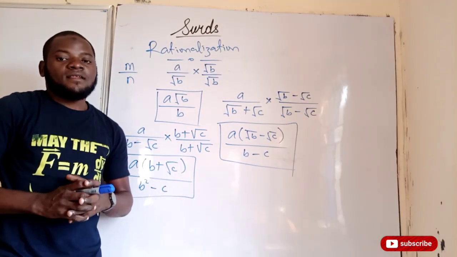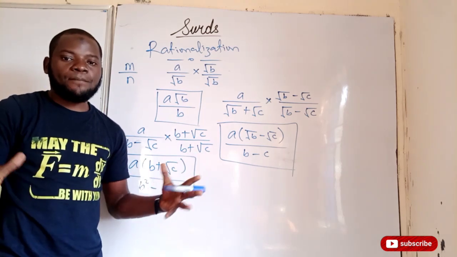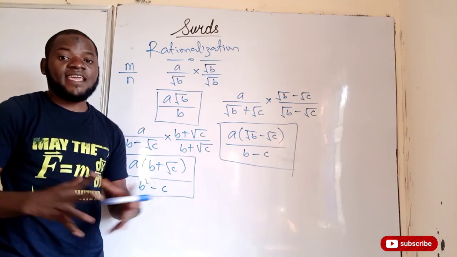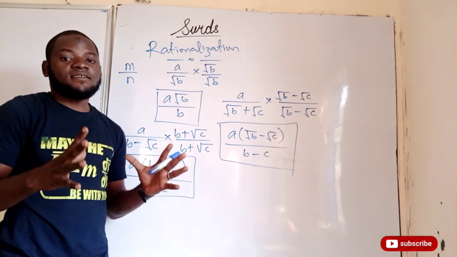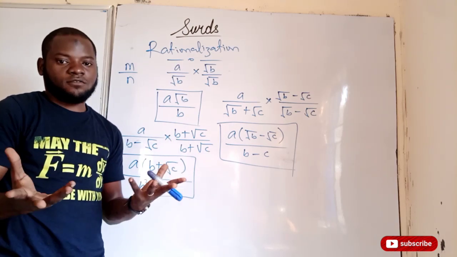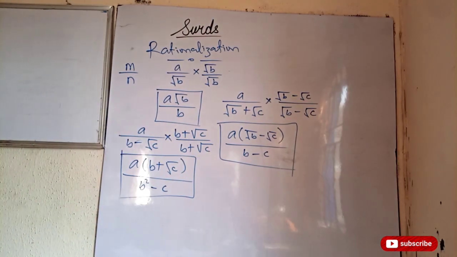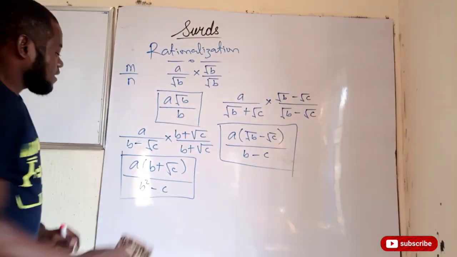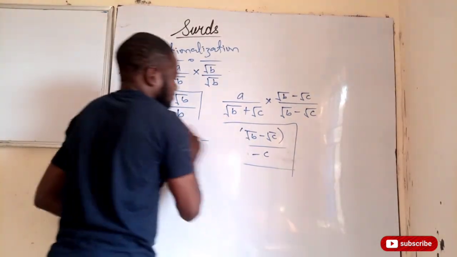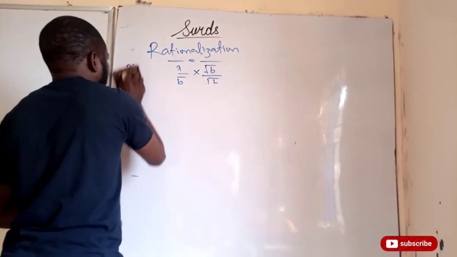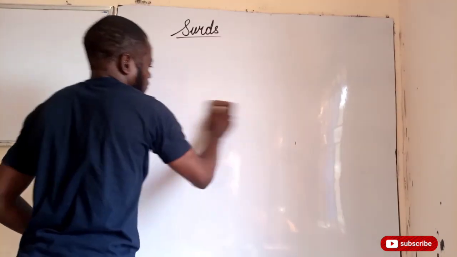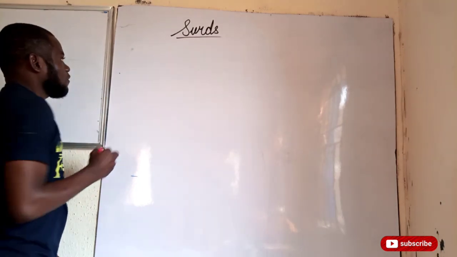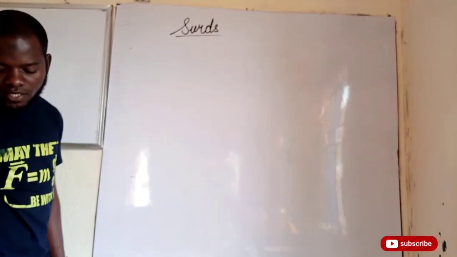Now, let's look at some examples under this, before we call it a day on the said topic, rationalization, or the topic entirely solved. Okay, now let's look at the examples on this. Okay, example 1, we are told to rationalize the following.